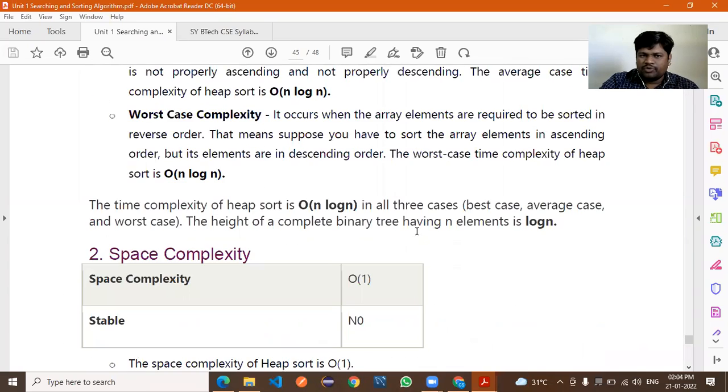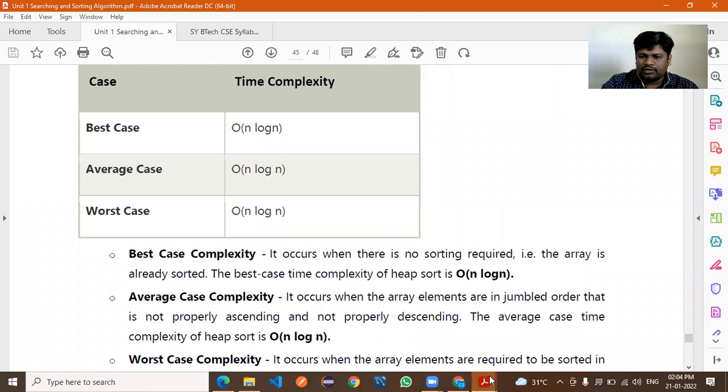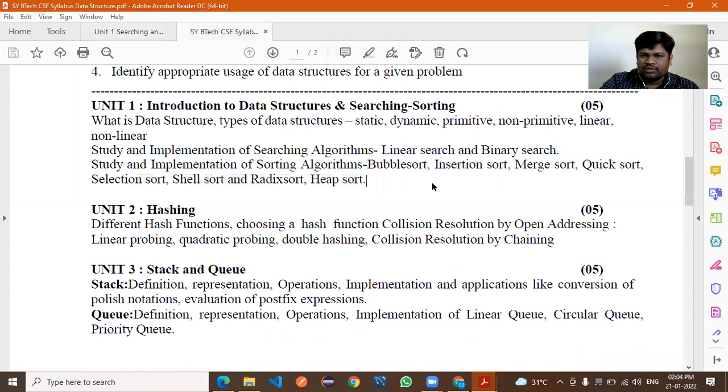Now, is there any doubt up to this? So how many algorithms have we discussed? Bubble sort, insertion sort, merge sort. After that, selection sort and shell sort. So how many algorithms have we discussed? 5. Is it right? Bubble sort, insertion sort, merge sort, selection sort, and shell sort. Now the remaining are the quick sort, radix sort, and heap sort. So these 3 algorithms we will discuss in the next session.